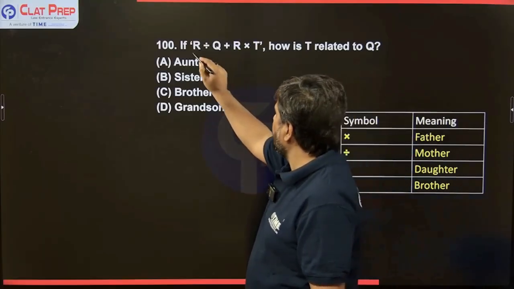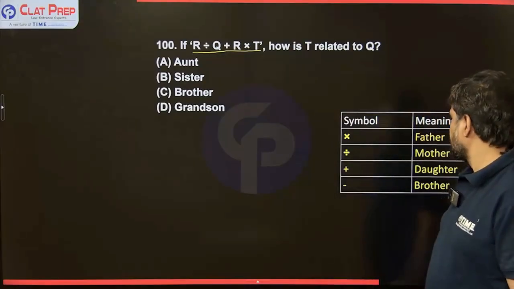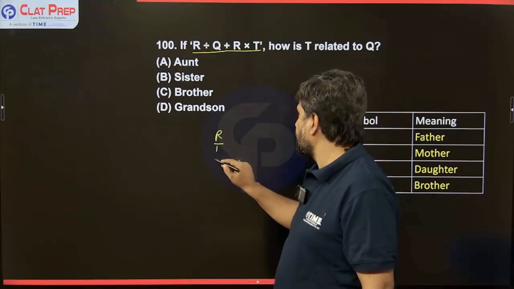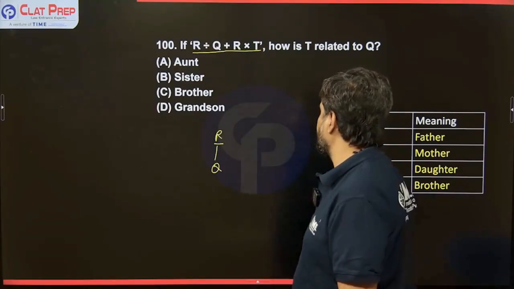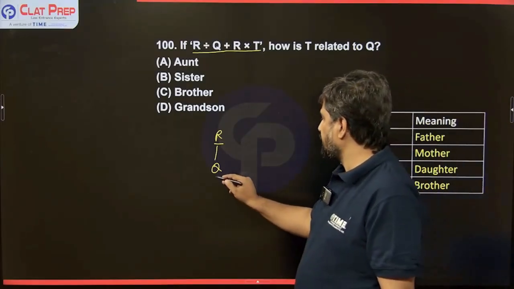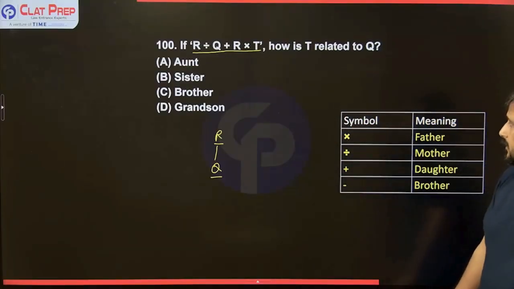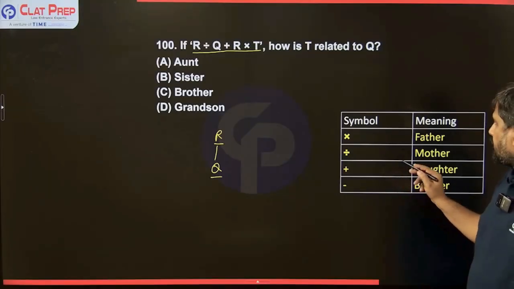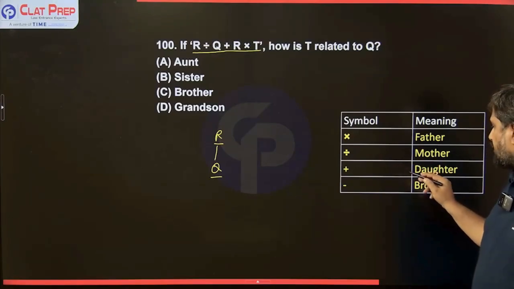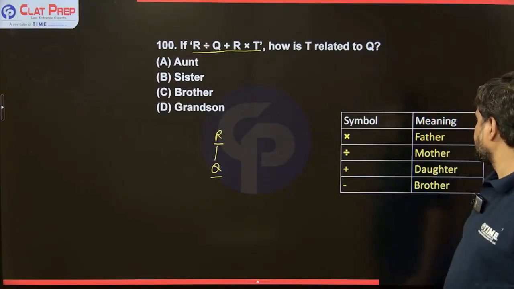Again, R divided by Q plus R into T. What is R divided by Q? R is the mother of Q. And again, Q plus R: Q is the daughter of R. R divided by Q means R is the mother of Q, and Q plus R means Q was the daughter of R. Okay, fine. Next, R cross T.